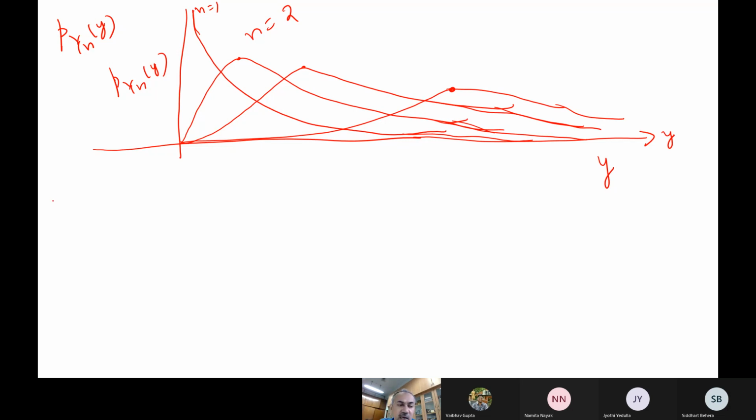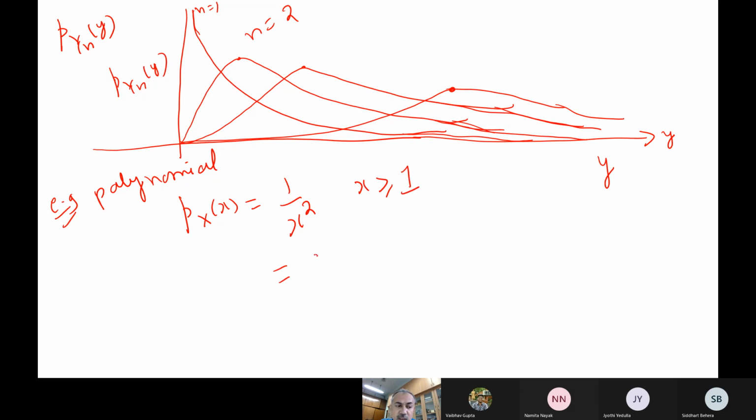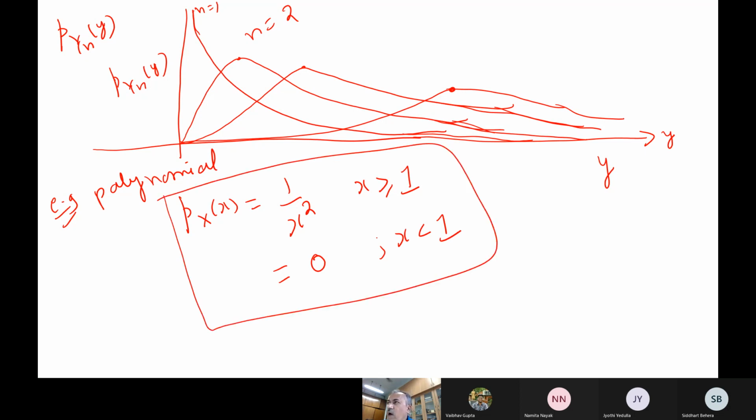Now let us see another example, polynomial probability densities. Here also, let us have a probability density function p x of x equal to 1 by x square for x greater than or equal to 1, and 0 when x is less than 1. So this is a probability density function. The original data is a polynomial, quadratic kind of thing.